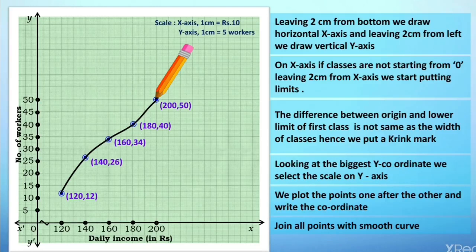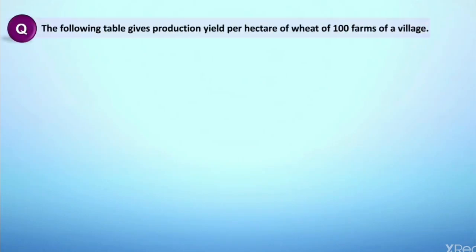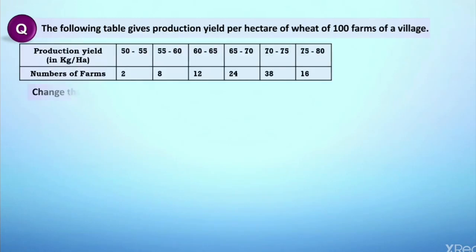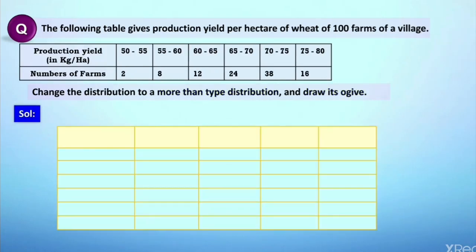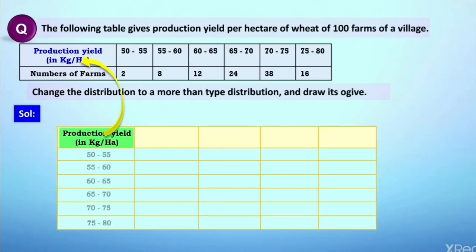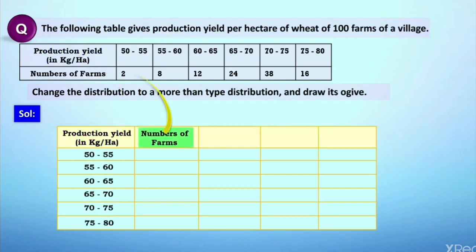After that, for learning more than frequency type ogive curve, let's consider one sum. The following table gives production yield per hectare of wheat of 100 farms of a village in the tabular form. Now, change the distribution to more than type distribution and draw its ogive. For that, let's draw the table. Production yield will be considered as class interval and number of farms will be considered as frequency. And as it is stated in the sum, we need to convert the frequency to more than type.